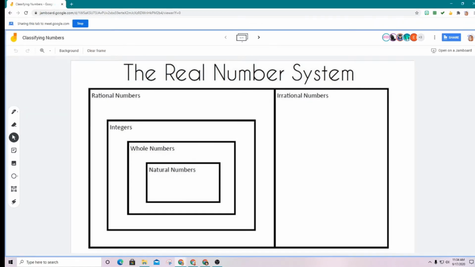So we're going to be talking about classifying numbers. Okay, so I'm going to ask you to tell me what types of numbers things are. There's a bunch of different types of numbers, but in this specific example, we're going to be dealing with natural numbers, whole numbers, integers, rational numbers, and irrational numbers.